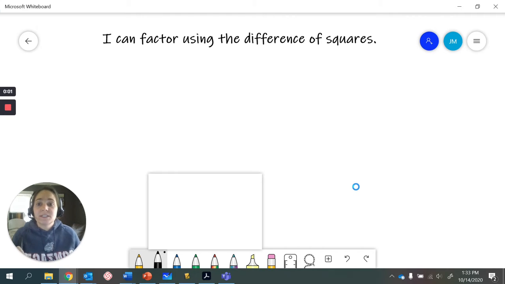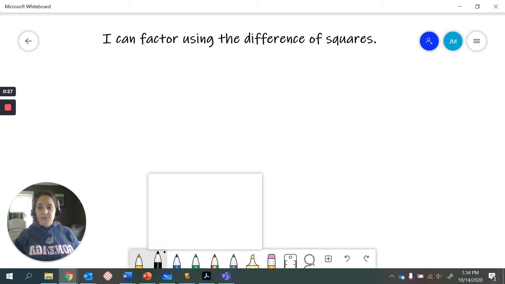Hi there guys. So today we're going to continue factoring by using a method called the difference of squares. So as we get started, I want to make sure we understand what that word means. Difference means subtraction, okay? So this method works if we are subtracting squares. That means perfect squares. So what are some of our perfect square numbers?